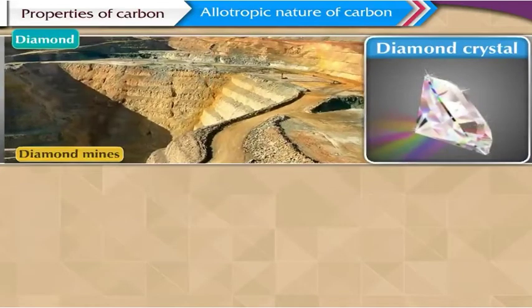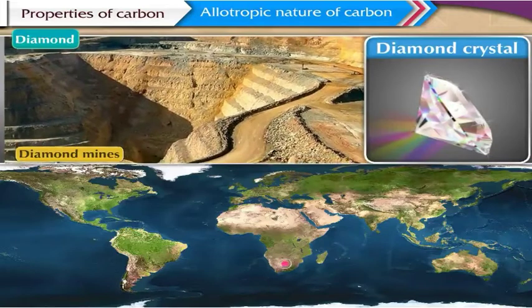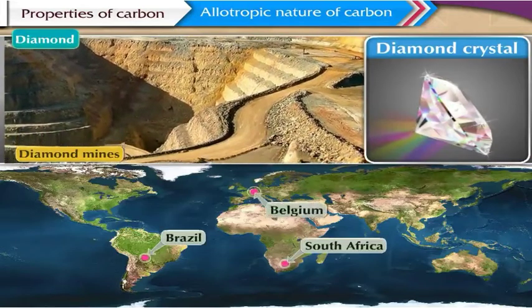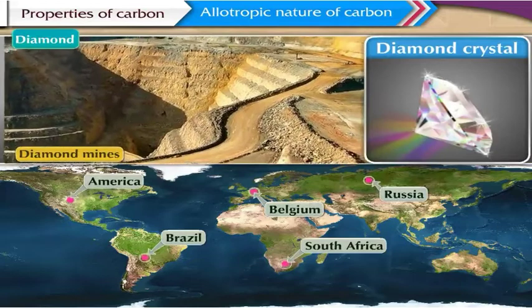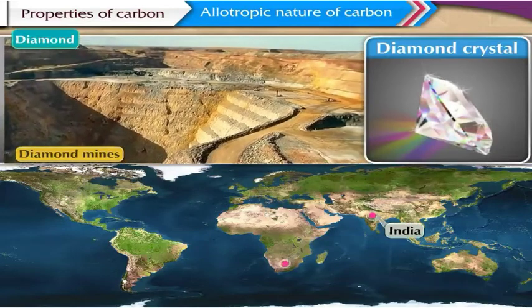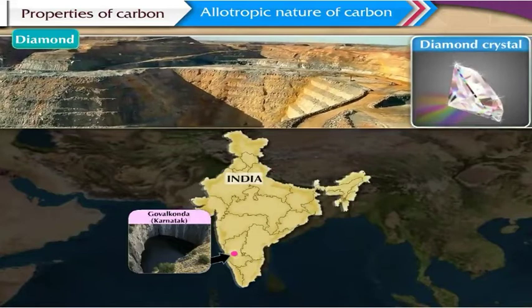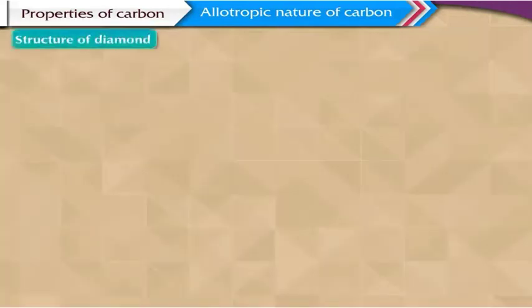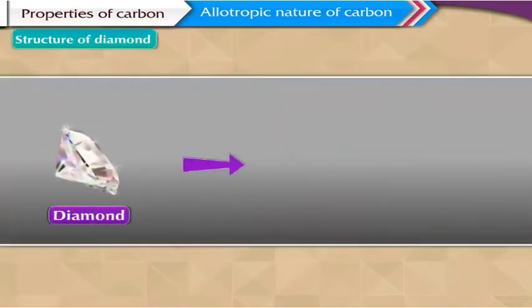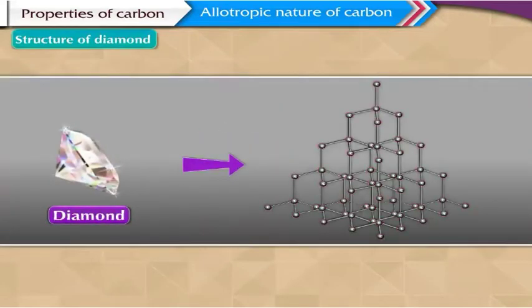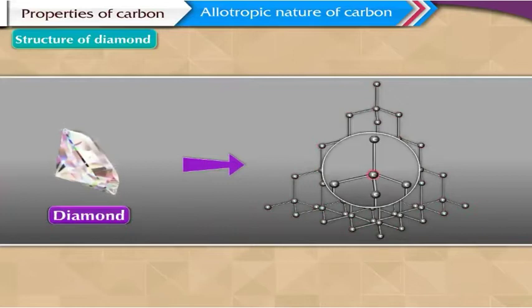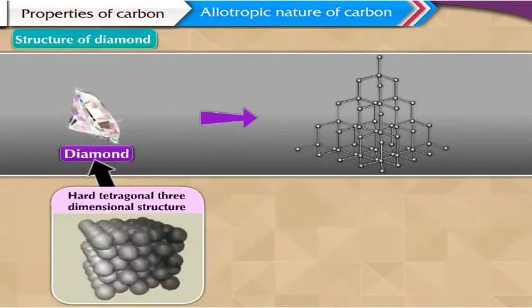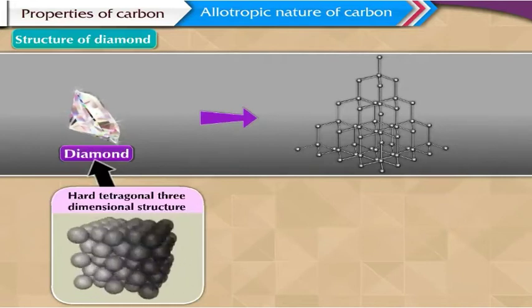Diamond deposits are found in diamond mines located in South Africa, Brazil, Belgium, Russia, and America. In India, diamond mines are found mainly in Golconda in Karnataka and Panna in Madhya Pradesh. Structure of diamond. A diamond crystal is a giant molecule of carbon atoms. Every carbon atom in a diamond crystal is linked to four neighboring carbon atoms by strong covalent bonds. This arrangement gives diamond a hard tetrahedral three-dimensional structure.